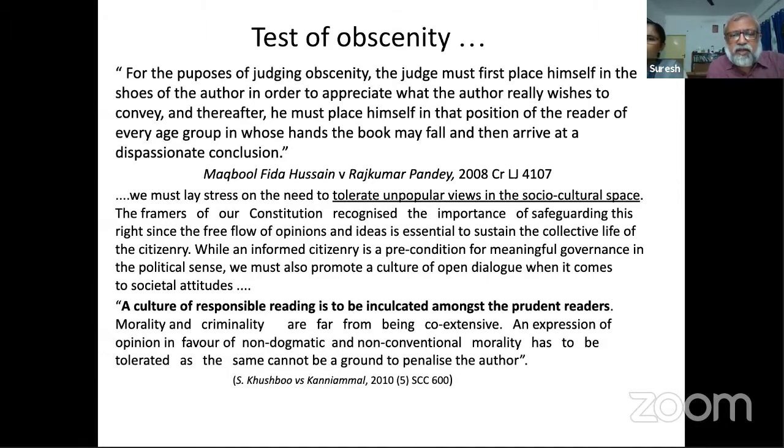Now, what they talk about here is also in mind of what we will see later on in terms of the fundamental duties. An expression of opinion in favor of a non-dogmatic and non-conventional morality has to be tolerated. Now, this is extremely important. Non-dogmatic, non-conventional morality. There could be morality of various types. Even in the last lecture, I shared with you all about the issue. There are probably about 1,200 Ramayanas in India. But the current dispensation in India today wants only one variety of Ramayana, one type of Ramayana, that can be portrayed.